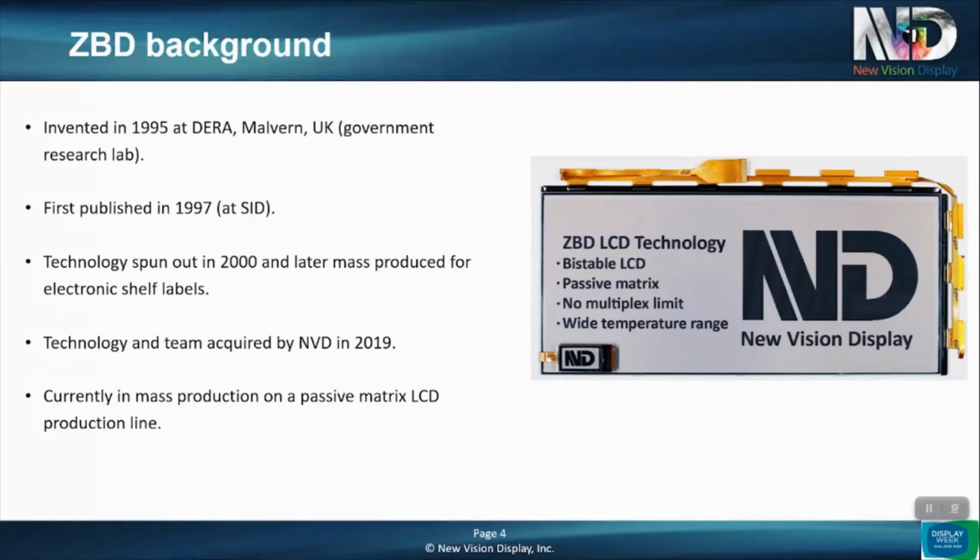And then more recently, the team and the technology was acquired by New Vision Display. And now we manufacture it on a passive matrix production line at our Yongzhou campus in Hunan province. And we now market and sell this for all sorts of applications. So here's a couple of mass production products, 1.1 inch, 12.4 inch, and we make much bigger sizes as well.